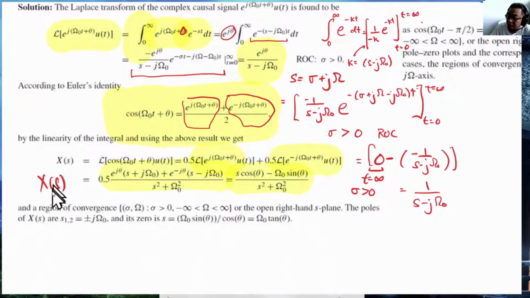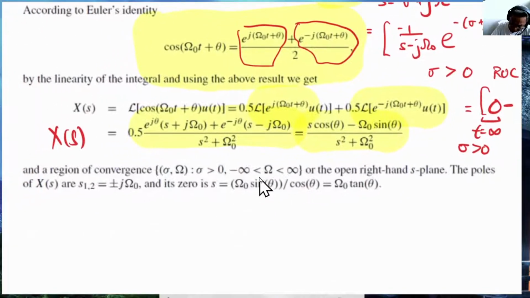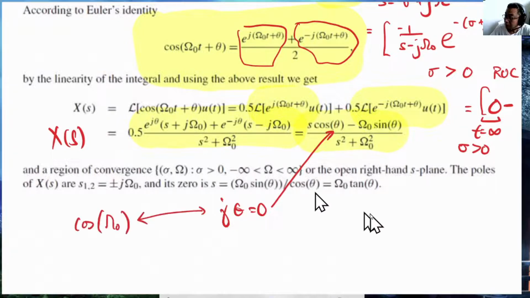So the Laplace transform of this cosine omega naught t plus theta looks like a very complicated expression, but if you look at it carefully, if theta equals 0, we are left with simply cosine omega naught t. Cosine of 0 is 1, times s, so this on top is s. Sine of 0 is 0, so this disappears, and we get s squared plus omega naught squared, exactly like what we found in the previous question. What about sine?